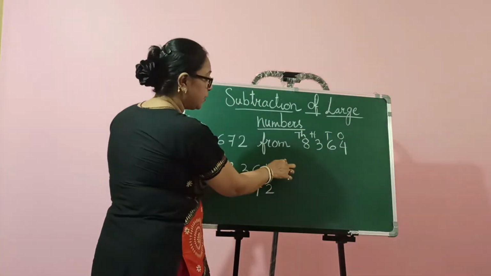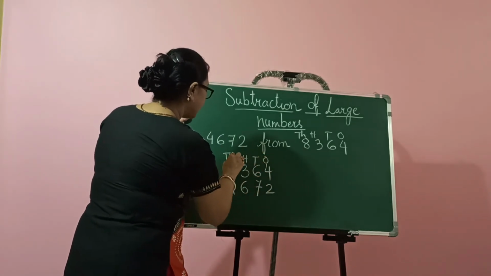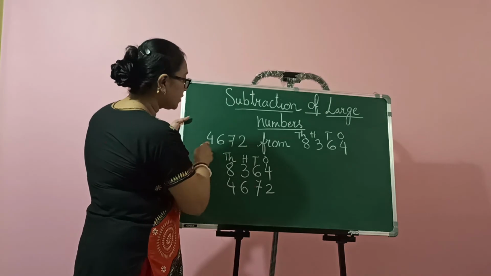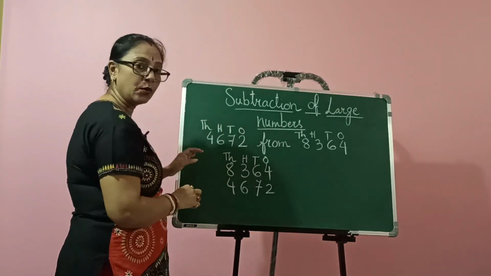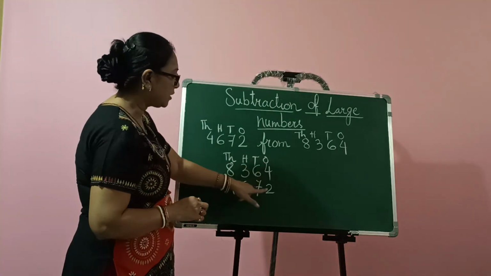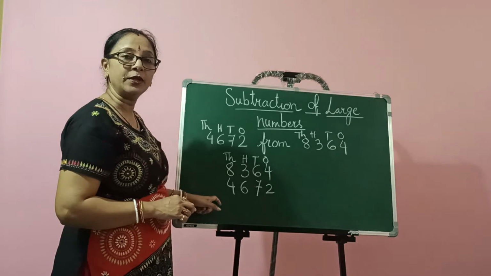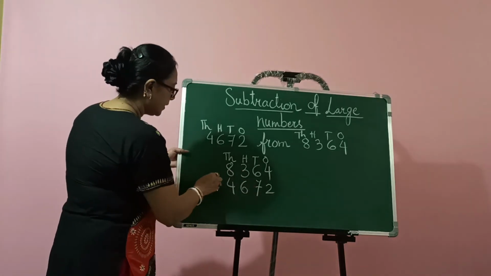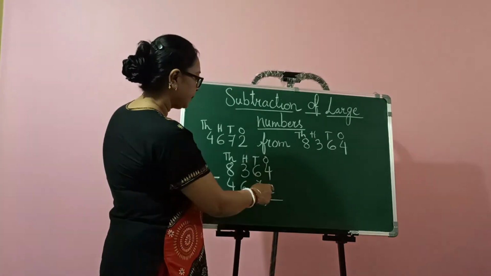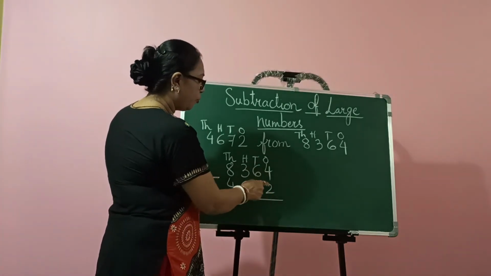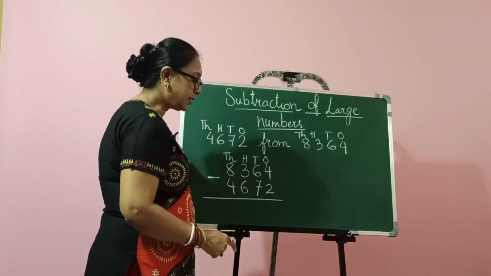If you write the place values in this way, we have ones, tens, hundreds and thousands. Let us write the place values for the smaller number also: ones, tens, hundreds and thousands. Now we have already arranged in columns, so we are ready to subtract. We have 4 here. 4 minus 2. 4 is greater than 2, so it can be easily subtracted.